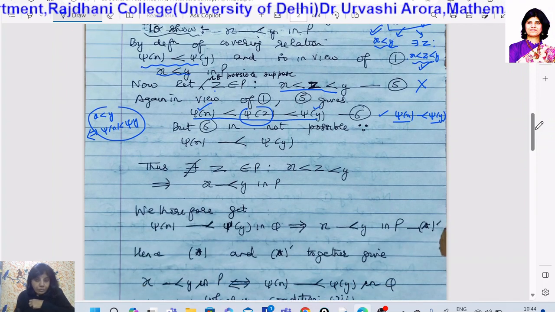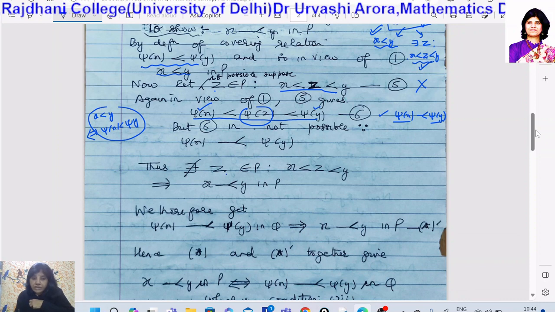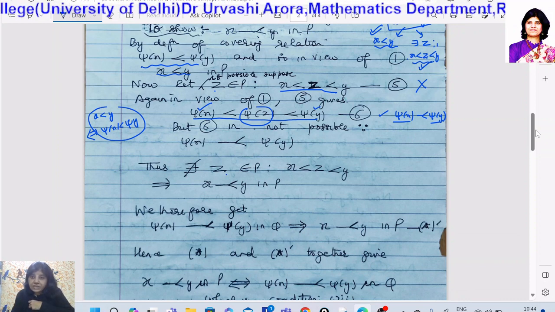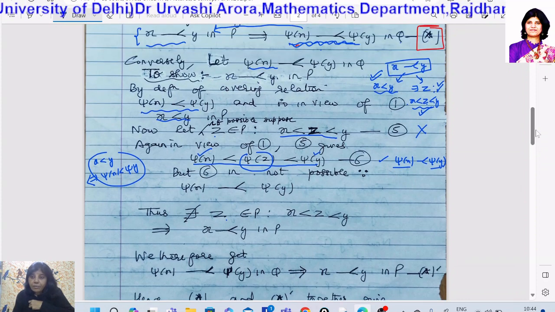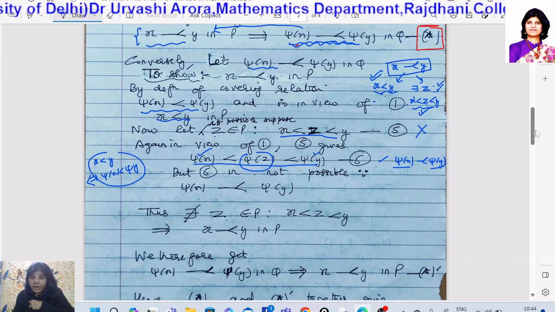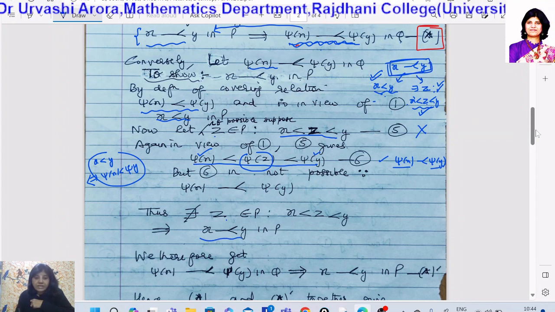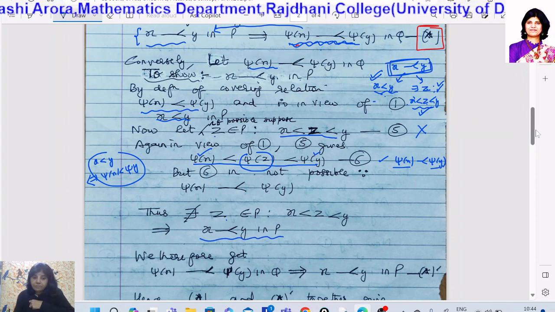Because this assumption is wrong, there does not exist any z belonging to P such that x is less than z is less than y, which means that this condition also holds. And because both of these conditions are holding, x is covered by y. So this implies that x is covered by y in P.